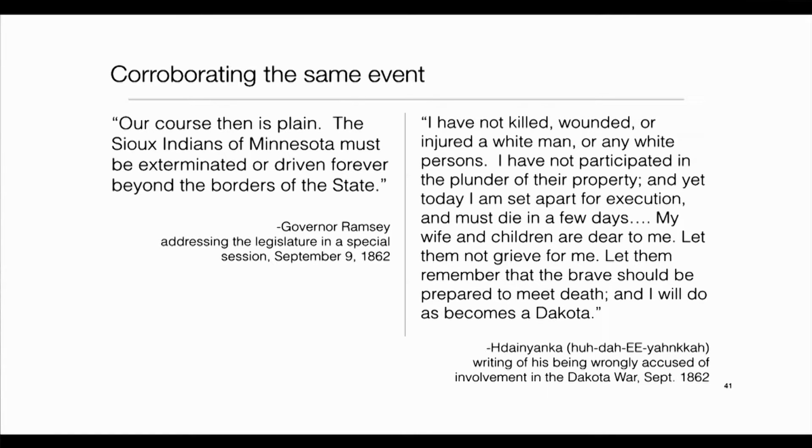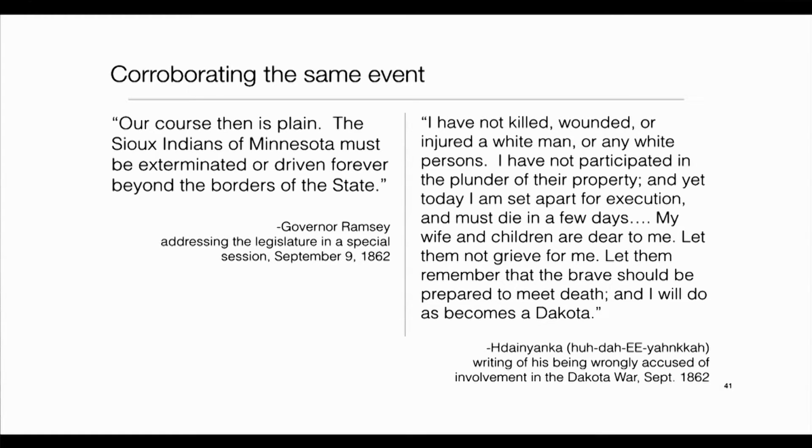"I have not killed, wounded, or injured a white man or any white persons. I have not participated in the plunder of their property, and yet today I am set apart for execution and must die in a few days. My wife and children are dear to me. Let them not grieve for me. Let them remember that the brave should be prepared to meet death, and I will do as becomes a Dakota."